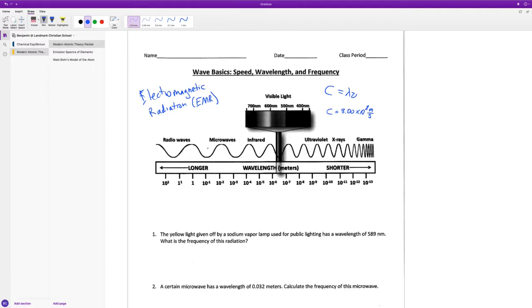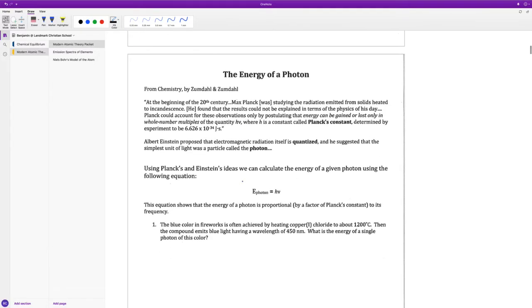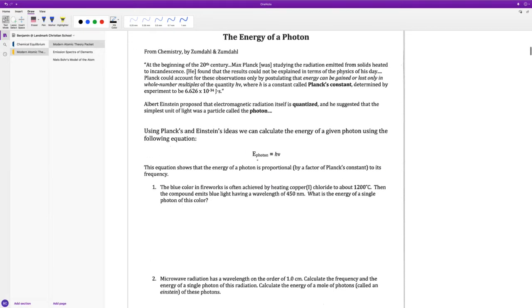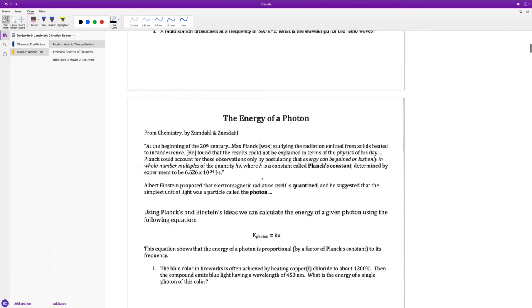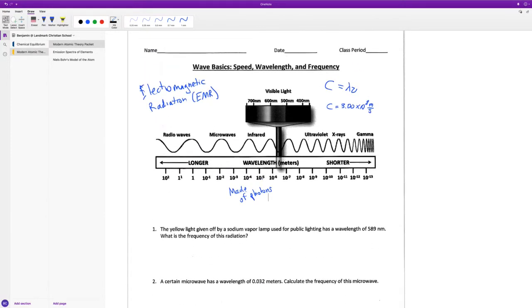Something else to point out that we're not going to talk too much about in regular chemistry, but we did in honors chemistry, is that light is also made up of photons. And photons are little particles of light which have zero mass. That's kind of strange to think about, a particle that doesn't weigh anything at all, but that's exactly what photons are. So all this stuff is made up of photons, which are little particles of light. And in this packet, on the next page, you'll see that there is a way to calculate the energy of a photon, and we did that in honors chemistry, but we're not going to focus on that in regular chemistry.